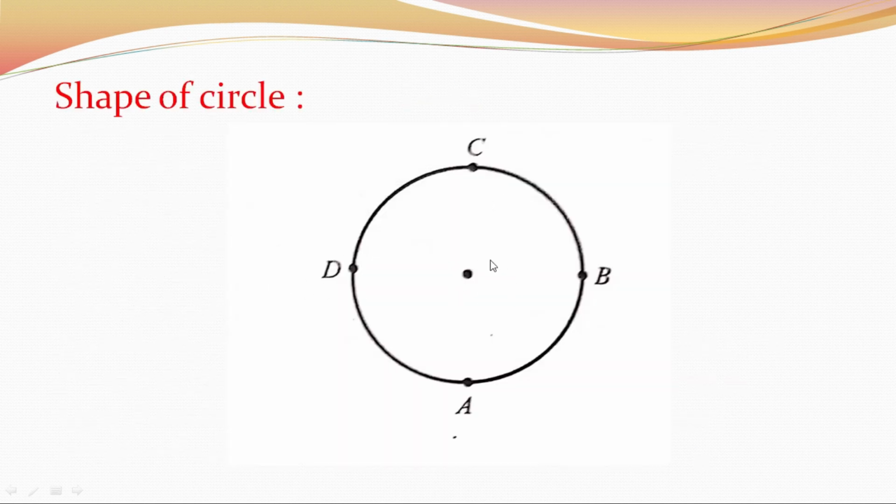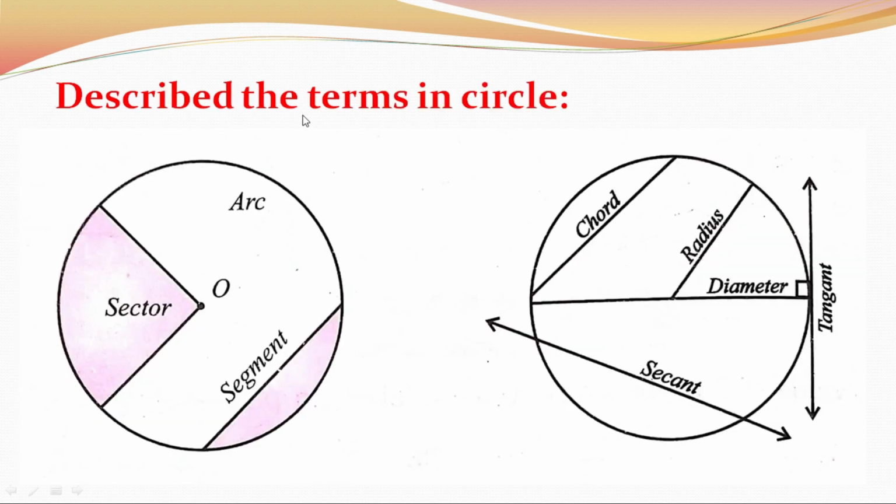You can see that from the center every point is at equal distance. Every point has equal distance. You can see this is the center, and D, C, B, A have equal distance from the center. Now we will describe the terms in a circle. Here we will discuss these things in a circle.